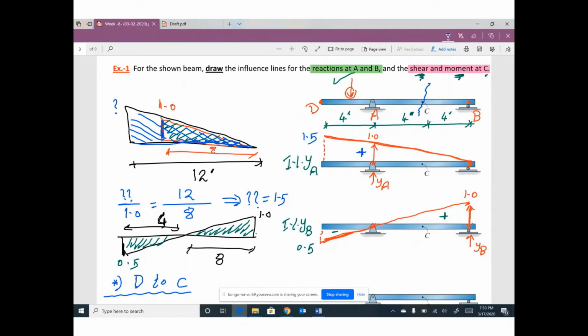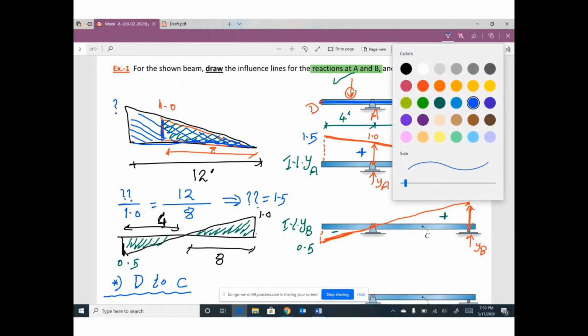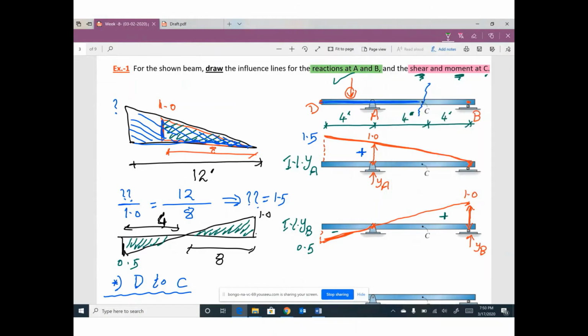From D to C, that means your unit load is on this part of the bridge. I don't like to work with my unit load. So I will make my cut and work on the right part of the beam.